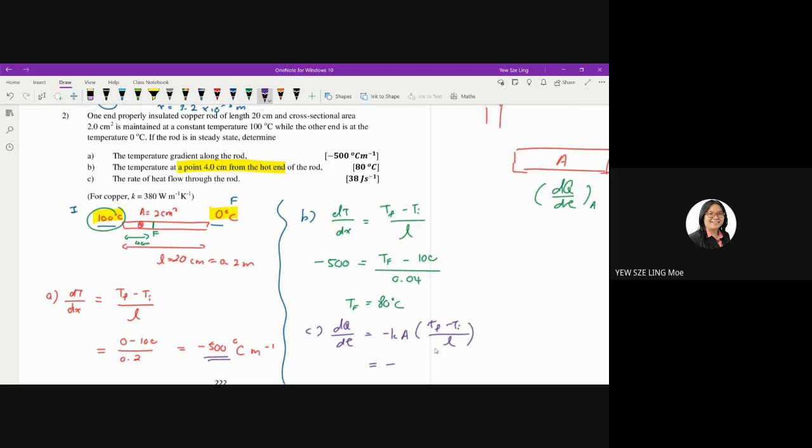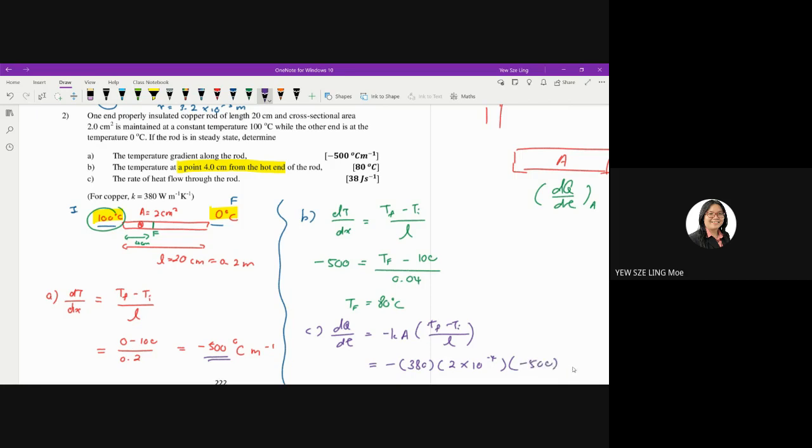K is given as 380, and the cross-sectional area given is 2 cm². Now 2 cm² is not 0.02 m². It is 2 times 10 to the power of negative 4 m². And then dT over dx from question A is negative 500.